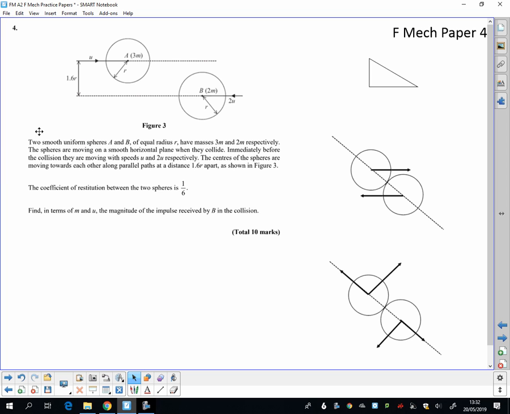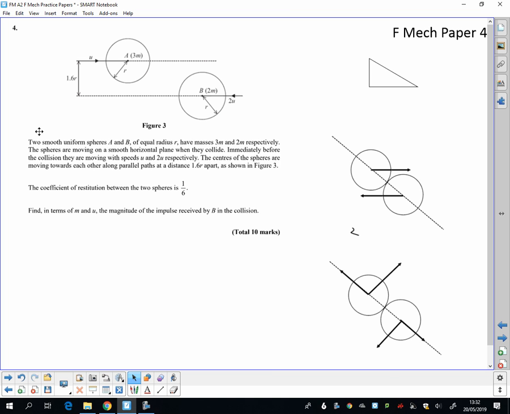Right, so question 4, we've got our spheres colliding again, our favourite. It is possible to do some extra work you don't need on this question, and if you look at my handwritten solutions, you'll see some of the extra stuff I worked out I didn't actually need. So it is important to have a clear diagram.